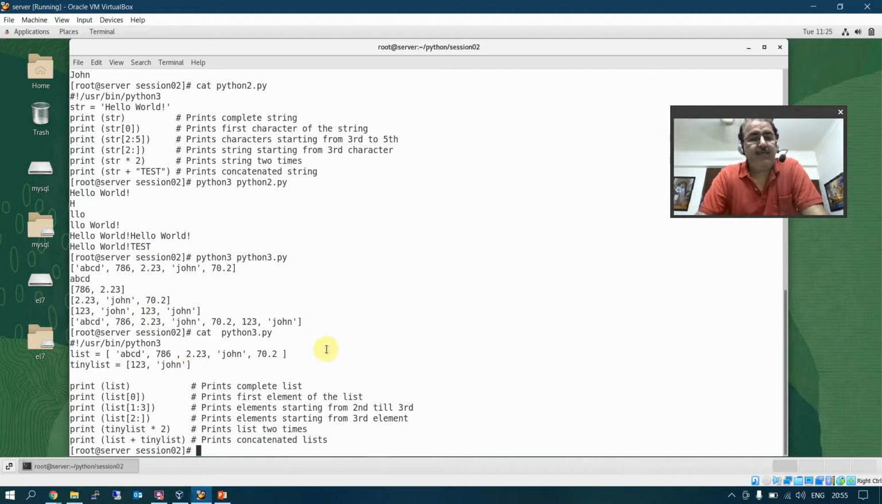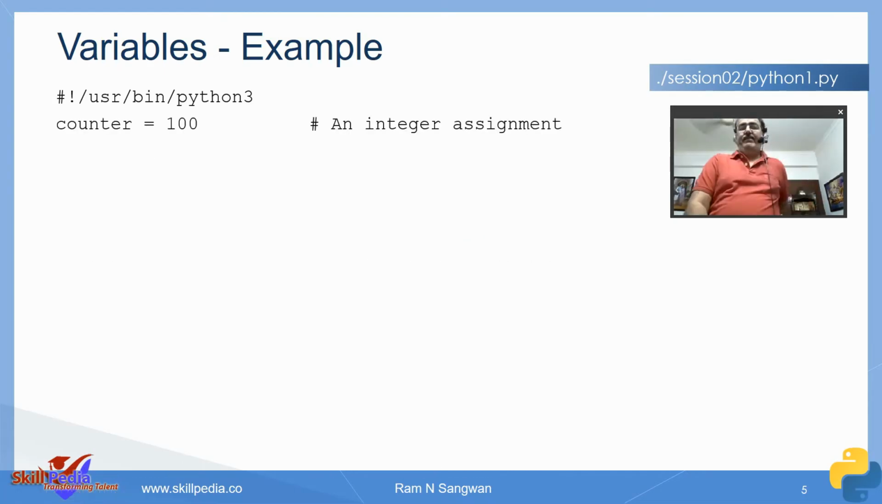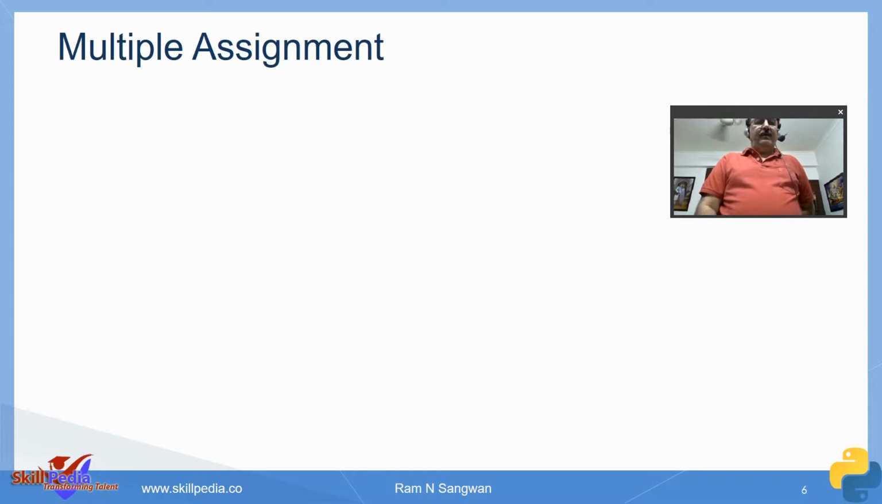Alright, so that's how it works. This is how the list works. Tiny list plus tiny list means the elements of both lists are printed here. So basically this is how the list works. So the first part was Python 1, we understood that, the output is also clear.